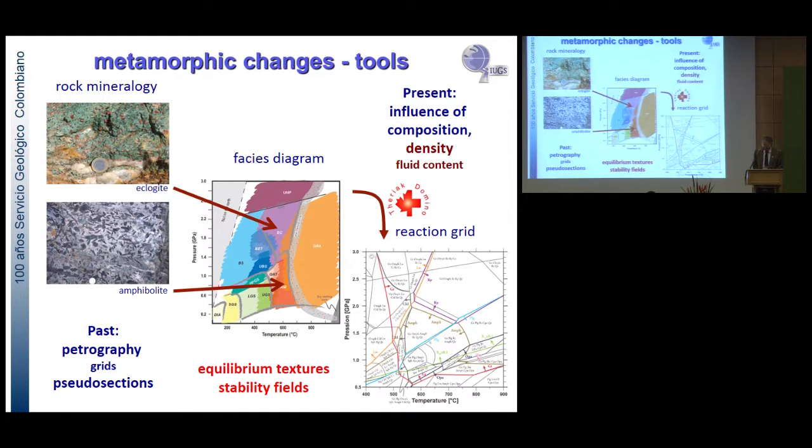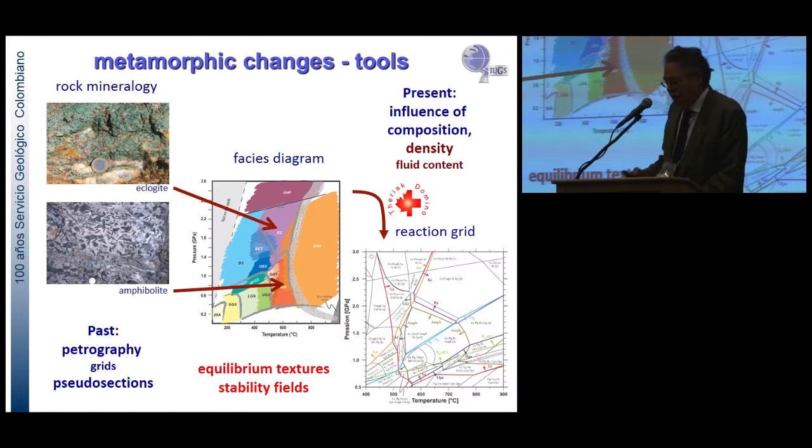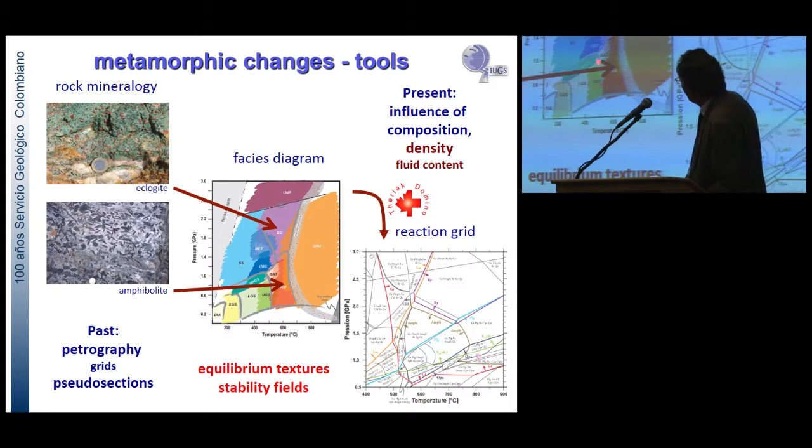But then the world exploded, IT exploded, and we were able to get lots of computers, databases, and one could add to this fantasy reaction observation with thermodynamics. If you use thermodynamics, then you can go from petrography to produce grids and pseudosections.